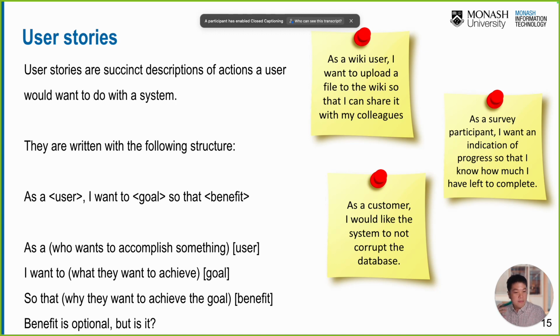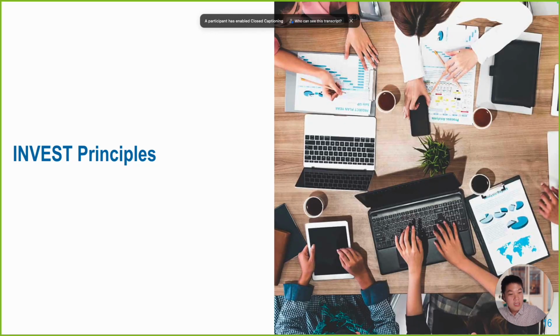As a customer, I would like the system to not corrupt the database. This is not a good example of a user story. It is a negative statement: it doesn't tell what the system should be, it only tells what it should not be. So that's not the right user story, okay. There are different types of user stories, but how can we ensure that they are good, right?